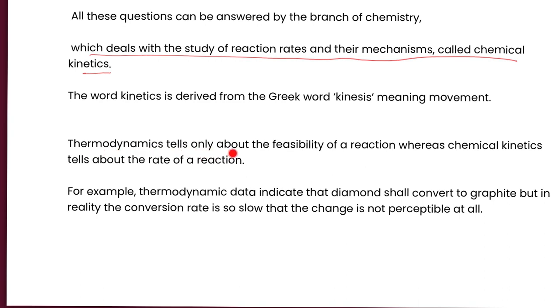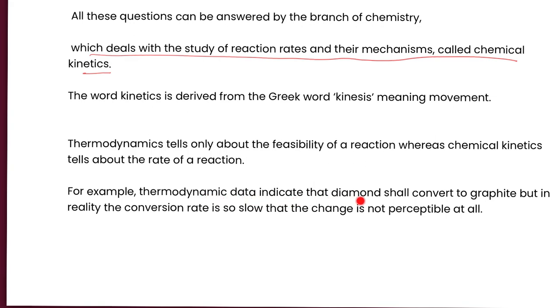Thermodynamics tells about the feasibility of a reaction, whereas chemical kinetics tells about the rate of reaction. Already I told you that thermodynamics means whether the reaction is possible or not. That decides the thermodynamics. Chemical kinetics gives information about the rate of reaction, how fast that reaction will complete. For example, we will take one example here.